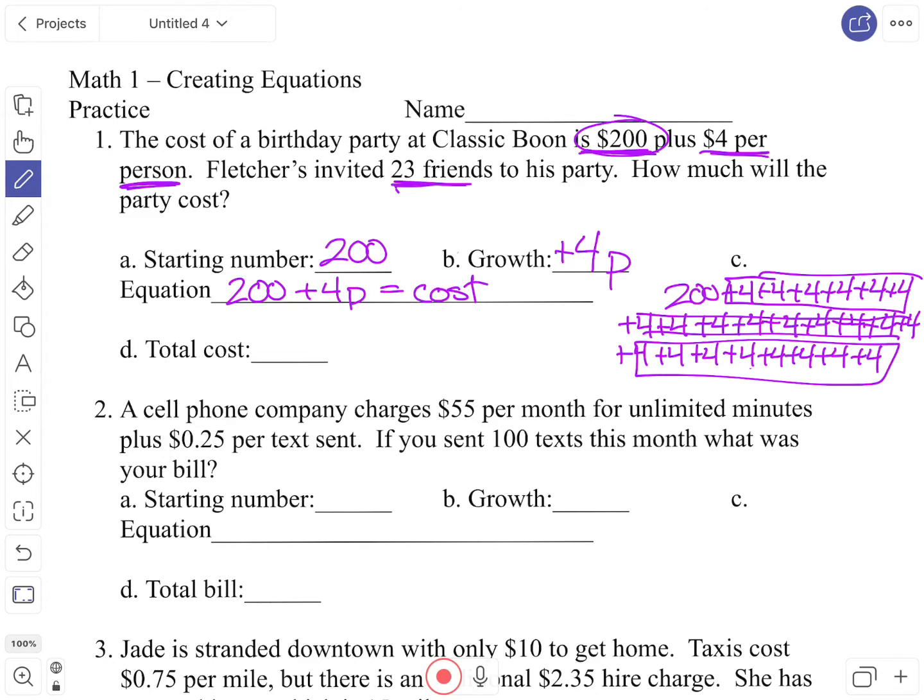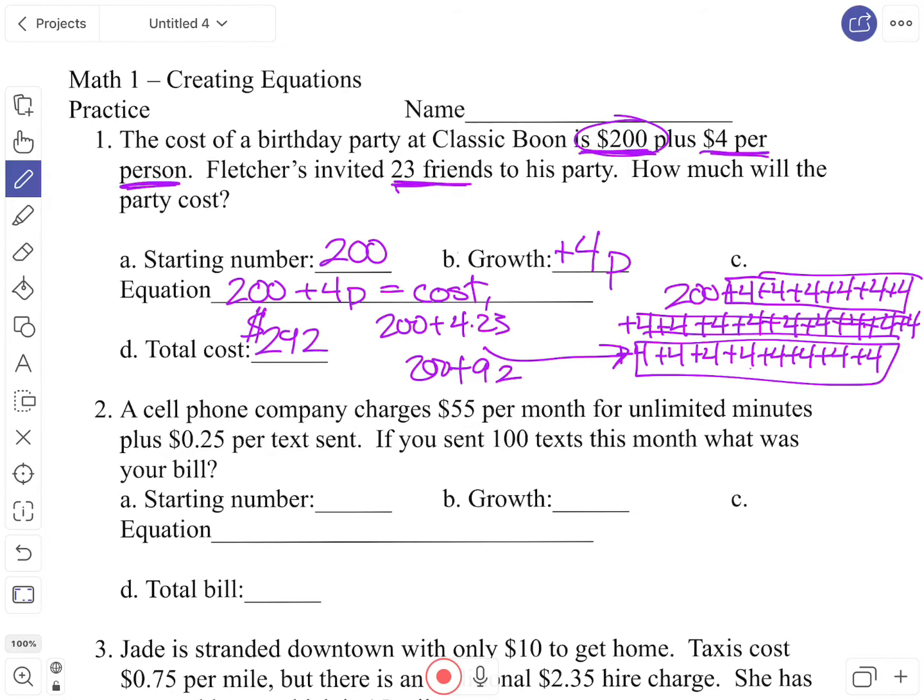That's why for our variable, it's times P. Because we would then say, well, there's 23, so 4 times 23, which represents adding 4, 23 times, would give us our answer, right? So 4 times 23 would be what? That's 92. So 200 plus 92 would be 292, the total cost.